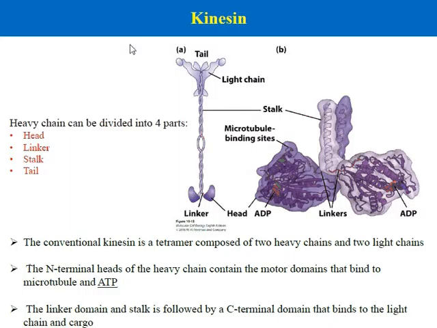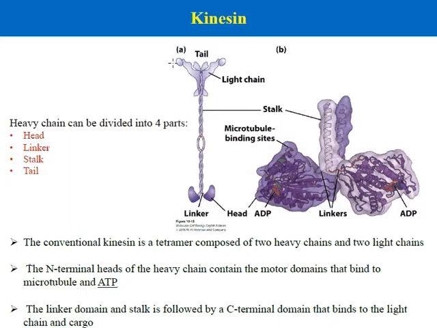The two heavy chains consist of the head region and then a linker, which is a short segment immediately after the head. Then you have a very long stalk and the tail. All of these are part of the heavy chain. And at the tail you have the two light chains. So the two light chains you find here, and this is the N terminal of the heavy chain. This is the C terminal.